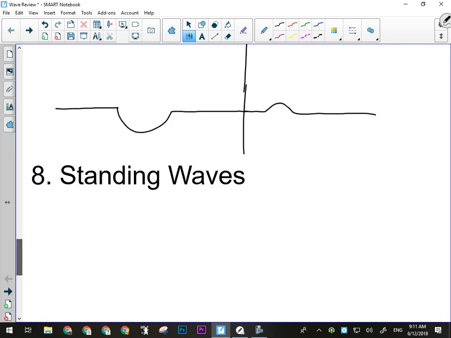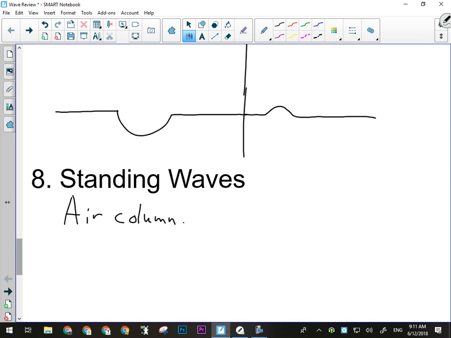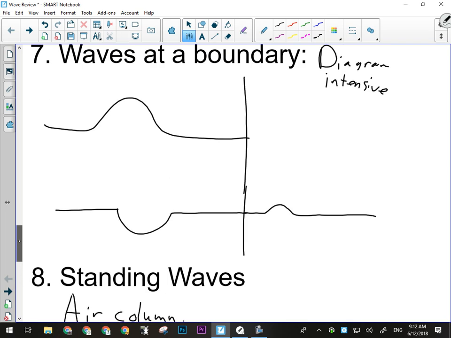And then lastly, we have standing waves. Expect air column questions to do with that one. Okay, definitely expect an air column question, and probably expect a couple of multiple choice questions about the nature of standing waves. Oh, something else about waves at a boundary.